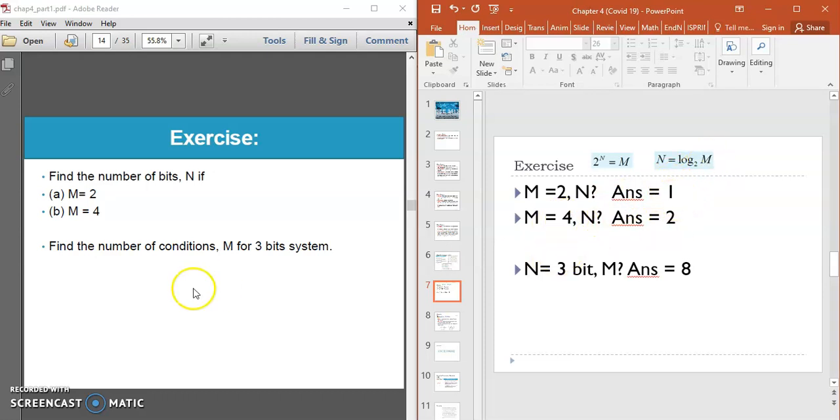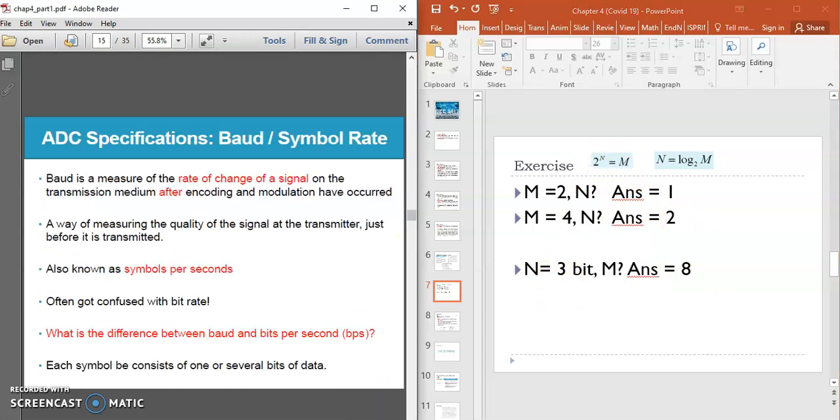Okay, how about the second example? We give you a 3-bit system, which means N equals 3. How to solve? How many levels? You use this formula, 2 to the power of 3, so M equals 8. Okay, now we go to the next slide.